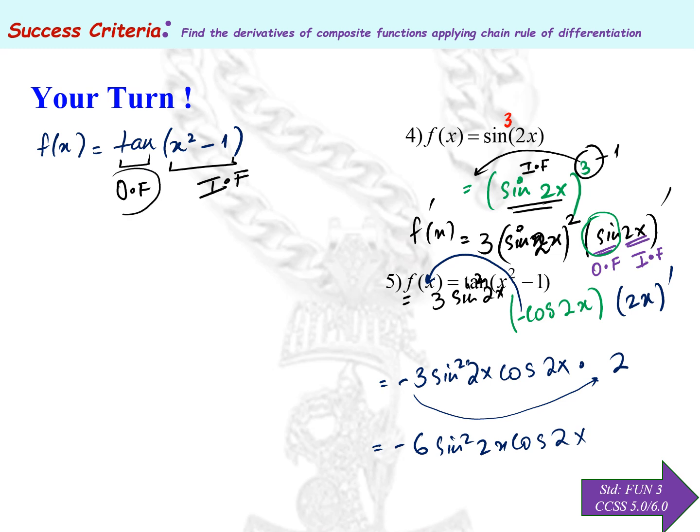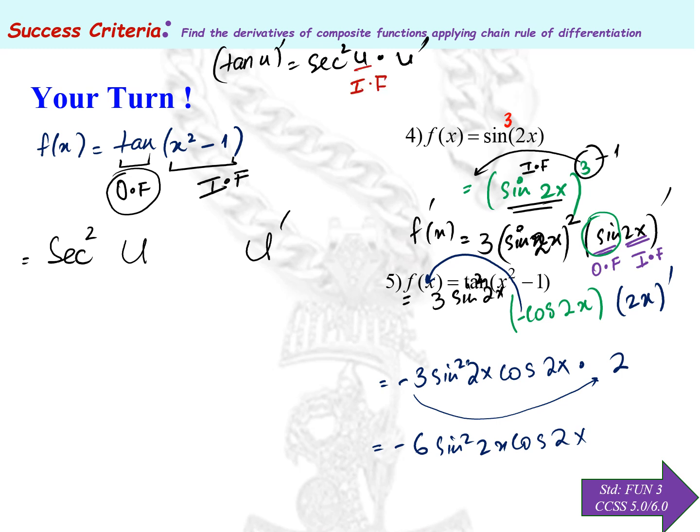So take the derivative of the outer function. Remember the derivative of tangent is secant square. So remember, tangent u, the formula is secant square u and then u prime. Okay, I am writing this to understand. Secant square u and then u prime. So what is my u? U means the inner function, right? So in my case, the inner function is x square minus 1.